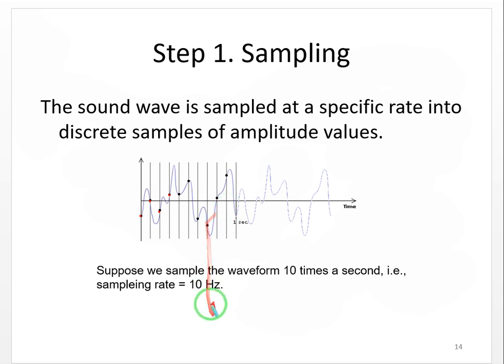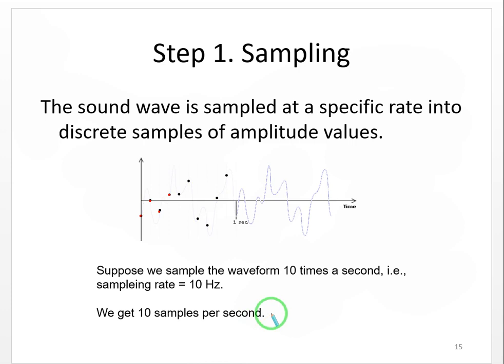So suppose we sample the waveform 10 times: 1, 2, 3, 4, 5, 6, 7, 8, 9, 10. How many times did we sample the waveform? 10 times. So what should your sampling rate be? It is 10 hertz, the simplest thing. How many samples you get per second, that will be your sampling rate. So 10 hertz is your sampling rate.